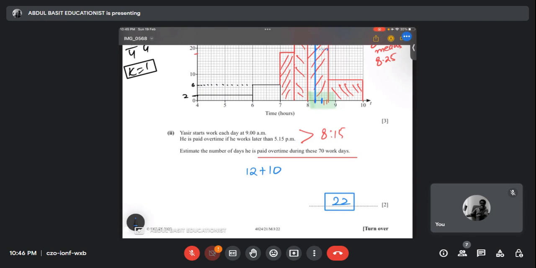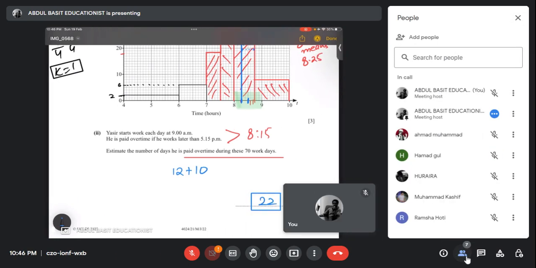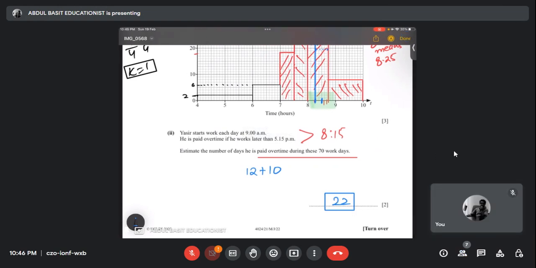Yes or no? Yes, sir. हाँ जी. Ahmad, is this clear, Yes, बच्चे? Sir. Is this clear? Huraira? Ramsha? Yes, sir. ओके मेरा बेटा.